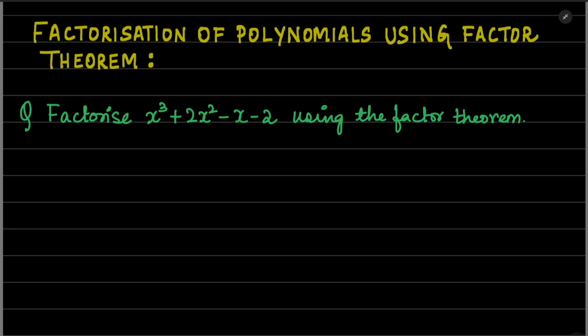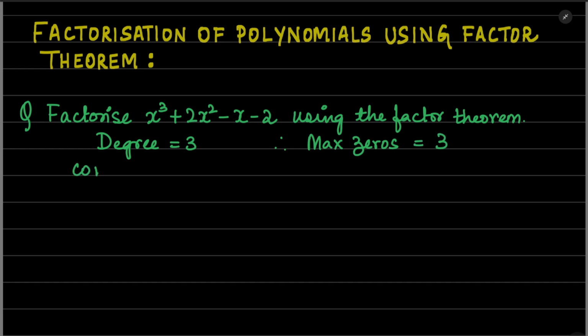Now the very first thing, whenever you are using the factor theorem, you have to first know how many factors, and what is the maximum number of zeros that this polynomial has. For that, the degree is very important. What is the degree? It's 3. So if you have degree equal to 3, therefore the maximum number of zeros of this particular polynomial is 3.